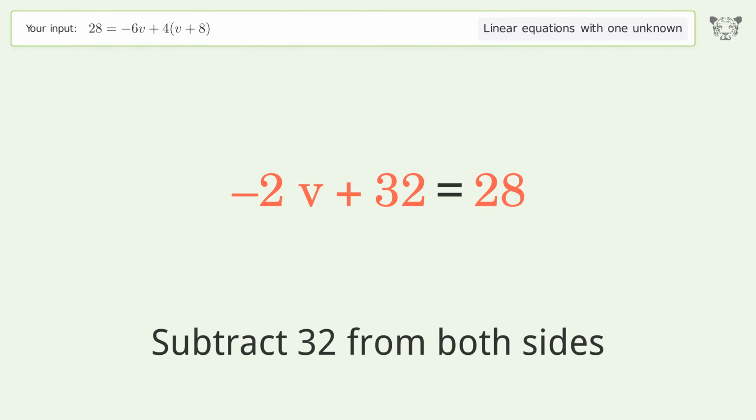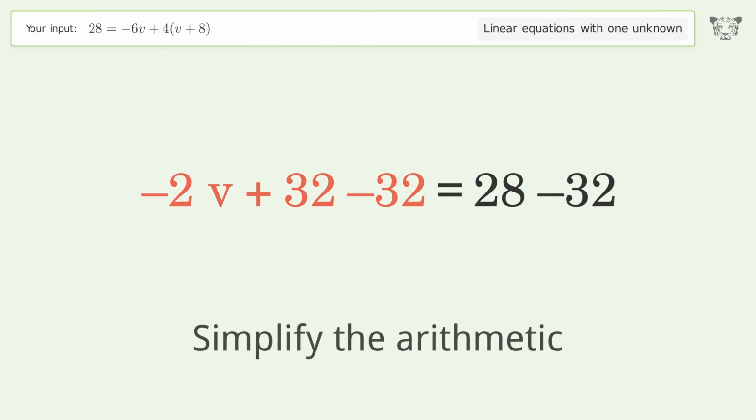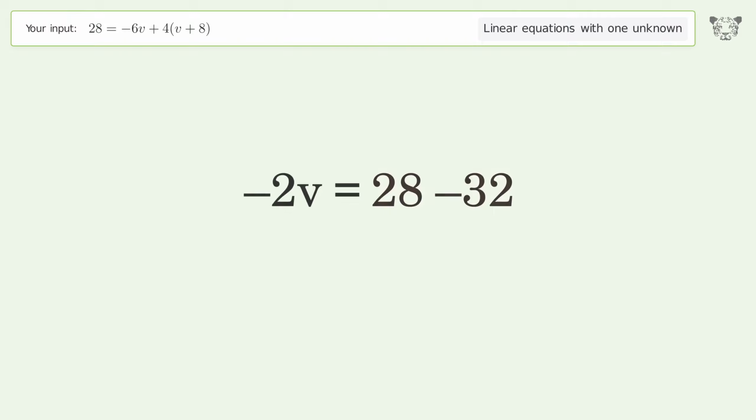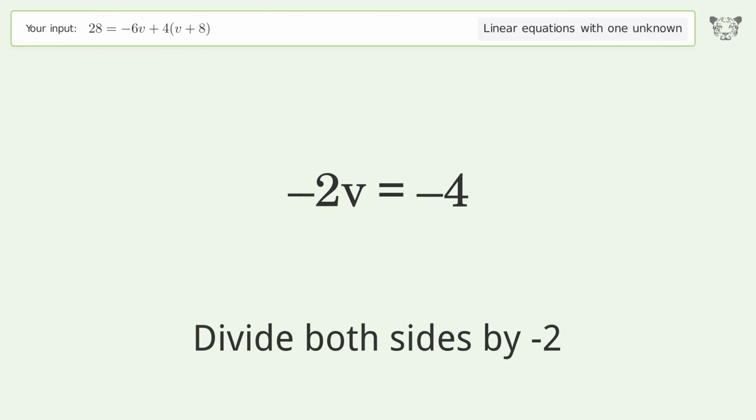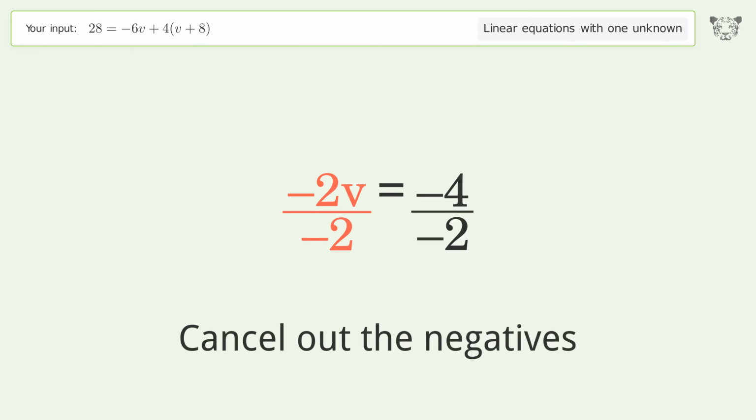Subtract 32 from both sides. Simplify the arithmetic. Isolate the v. Divide both sides by -2. Cancel out the negatives.